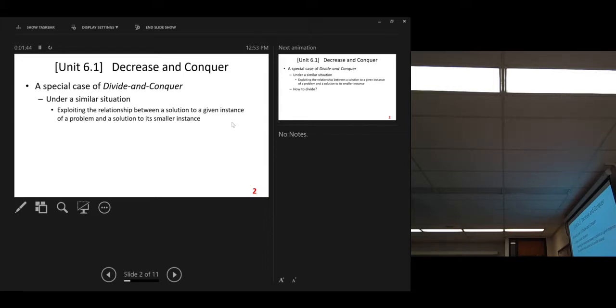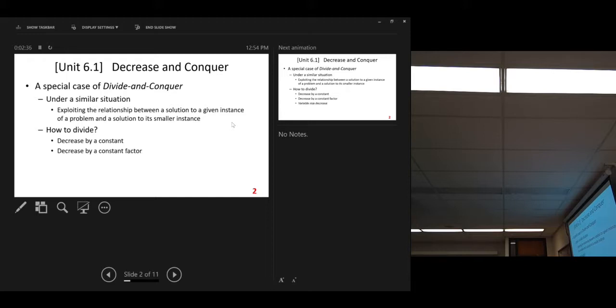Here you can see it exploits the relationship between a solution to a given instance of a problem and a solution to its smaller instance. That's the typical situation for divide and conquer. The question is how to divide. There are several ways to divide. The first way, decrease by a constant. Every time we decrease the problem size by some constant. Most common situation, we decrease by 1. So decremental. That's the most popular way we solve the problem.